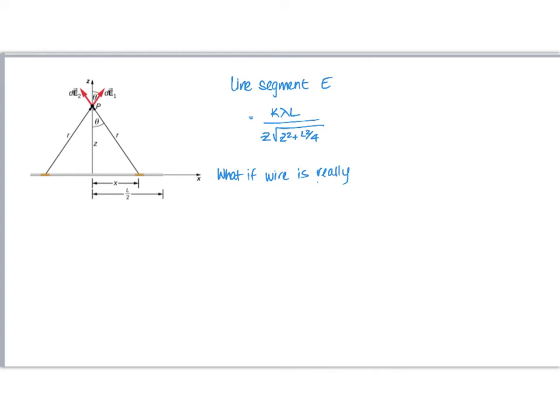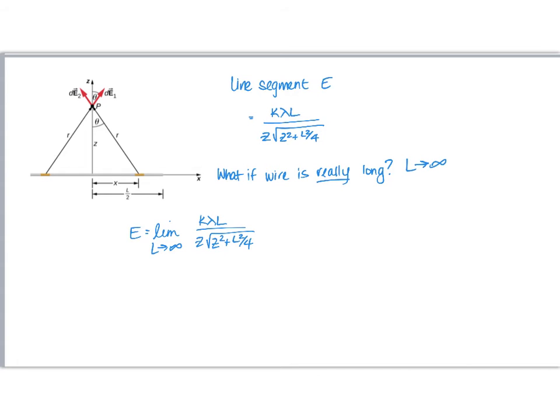Now, the thing that is a lot more useful to us is answering the question, what would I do if the wire segment was really long? That is sort of asking the question, what if L was infinity? So I want to look at this electric field when the limit as L goes to infinity, which at first seems like a really bad idea, but we can simplify this.